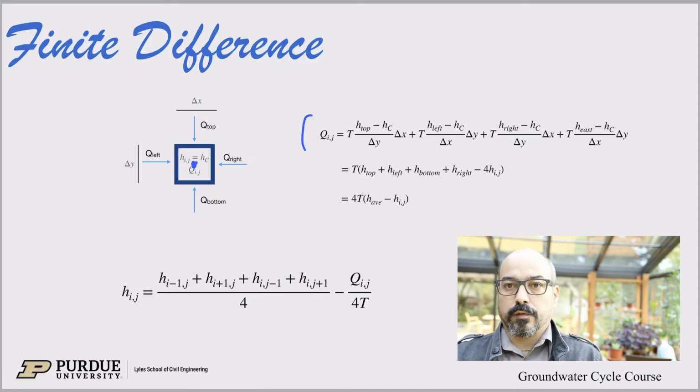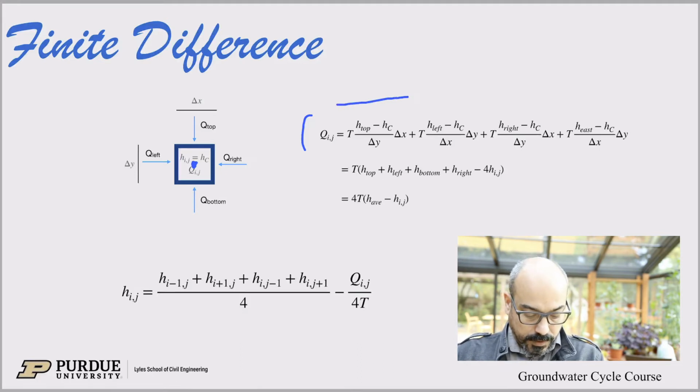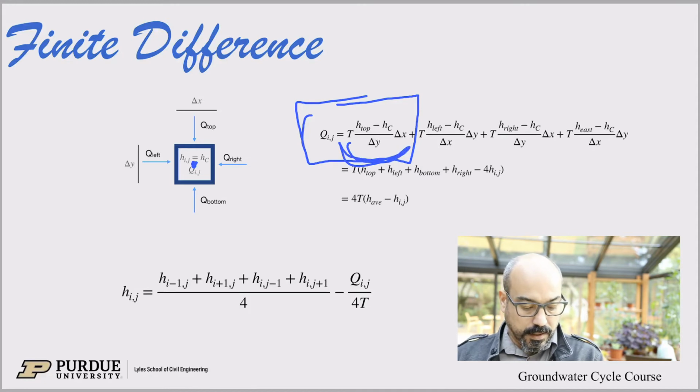So let's take all 4 faces separately, right? There's flow from the top, from the left, from the right, and from the bottom. Now the flow from the top can be written as, again, Q equals T, square meters per second, or length squared per time. So the transmissivity times some face, some area.